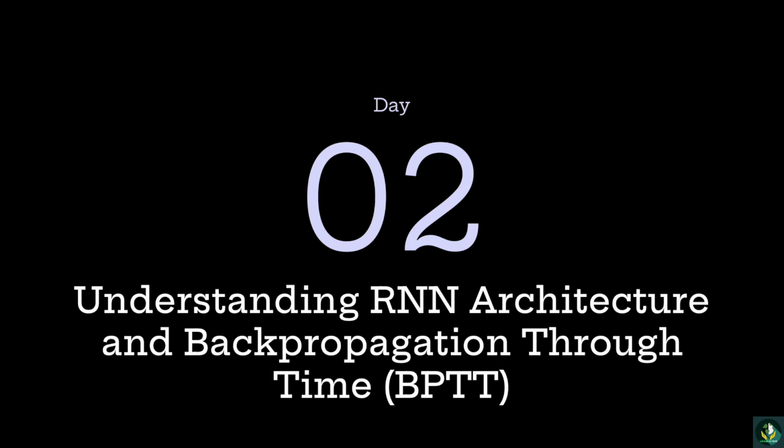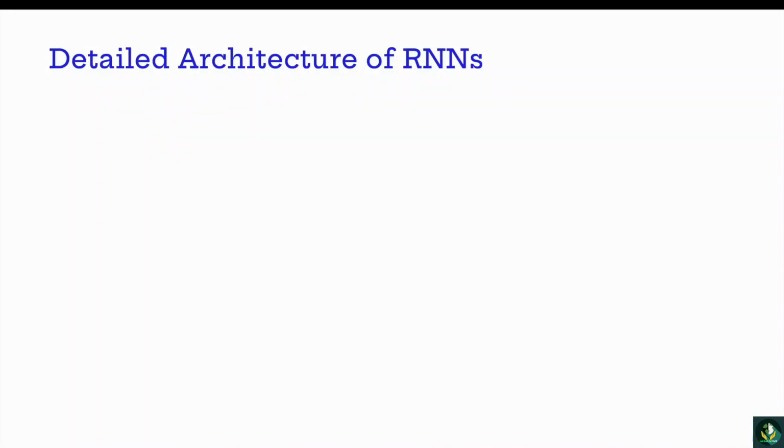Day 2. Understanding the RNN architecture and backpropagation through time, which is BPTT. So first, we're going to look at the detailed architecture of RNN. The different components of RNN include first the input layer, which takes sequential data, for example words, characters, or time series values as input at each time step.